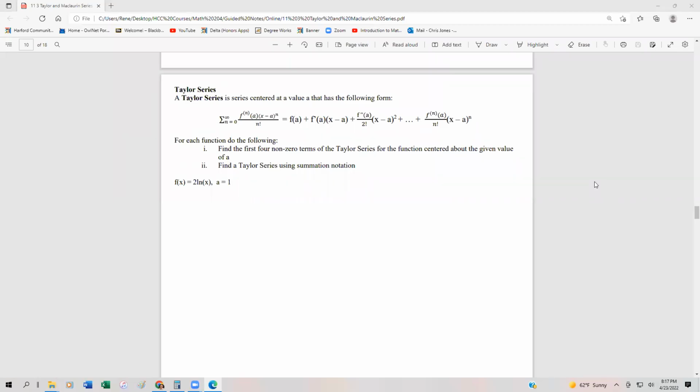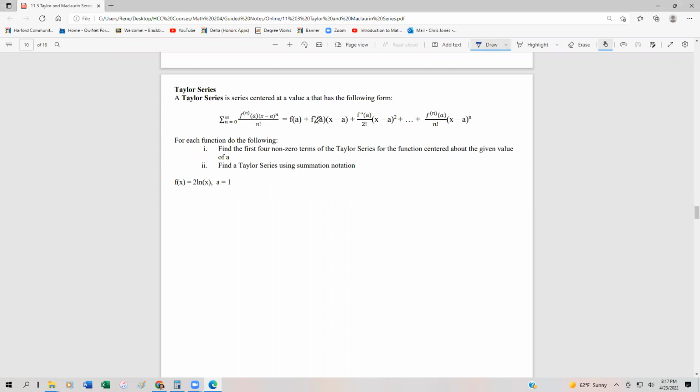So we're going to move on from Maclaurin series and we're going to look at Taylor series this time. And remember, Taylor series are essentially Maclaurin series, except that we're not centered about zero anymore. We're centered about some other point a. All right. And so we're going to do the exact same thing that we did before.